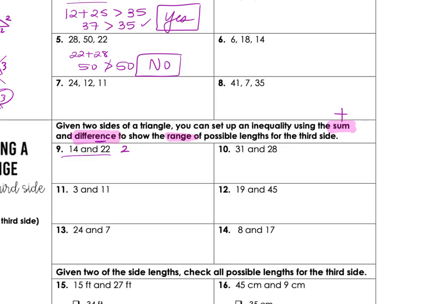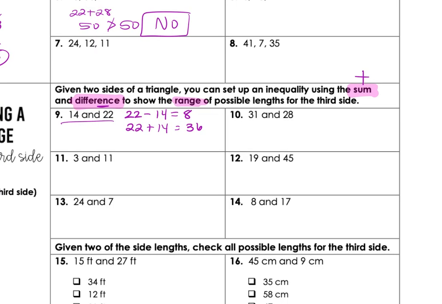So if I go 22 minus 14, okay, what's 22 minus 14, you guys? 8. I get 8 there. If I go 22 plus 14, I get 36, okay? Could I have gone 14 minus 22? Why not? You can't have a negative side length, okay? So sometimes people are like, how do you know which one to subtract from which? Subtract them so they're positive because you can't have negative side lengths, okay?